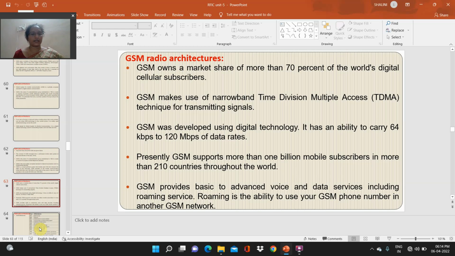GSM provides basic to advanced voice and data services, including roaming service. Roaming is the ability to use your GSM phone number in another GSM network.